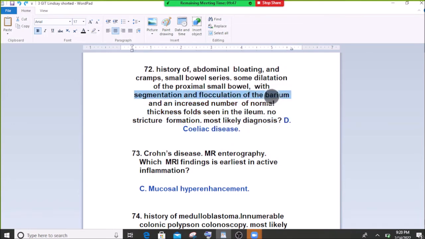Segmentation flocculation of the barium is seen in celiac disease, and history of malabsorption, abdominal bloating.